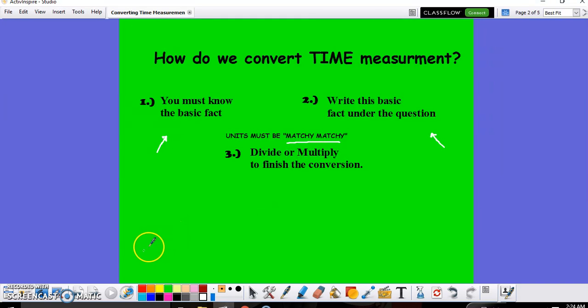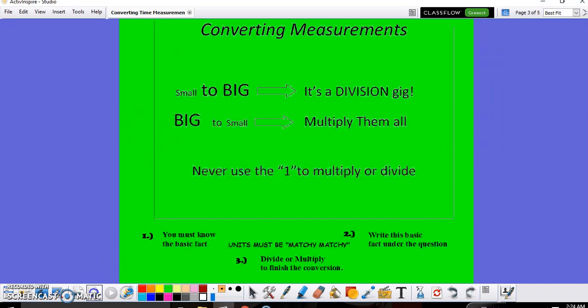Here's how you'll know whether to divide or multiply. Just remember that if it's small to big, it's a division gig. And if it's big to small, multiply them all. But never use the 1 in the equation to multiply or divide. So let's take these 3 steps and our conversion measurements chant. Take a look at an example and try 5 questions on your own.